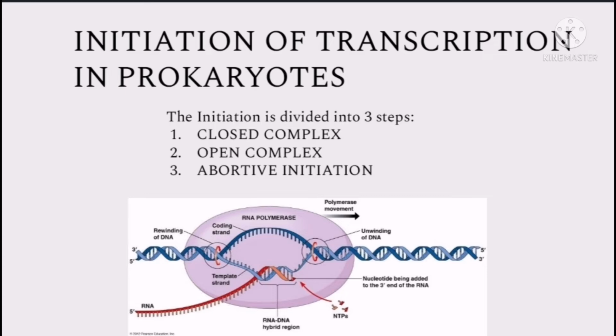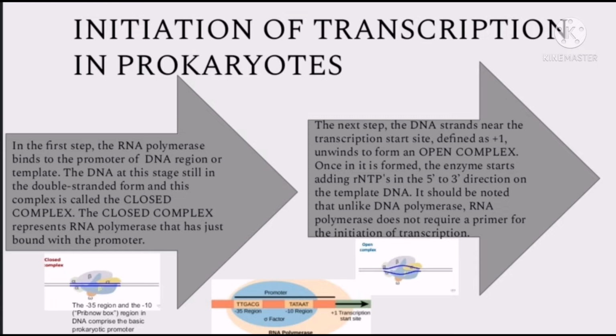Initiation of transcription in prokaryotes. The initiation is divided into 3 steps. First, closed complex. Second, open complex. Third, abortive initiation. In the first step, the RNA polymerase binds to the promoter region of the DNA template. The DNA at this stage is still in the double-stranded form, and this complex is called the closed complex. The closed complex represents RNA polymerase that has just bound with the promoter. Closed complex is the first stage in the transcription initiation. It is the formation of a complex between the holoenzyme and the DNA sequence at the promoter, which is in the form of double-stranded DNA.